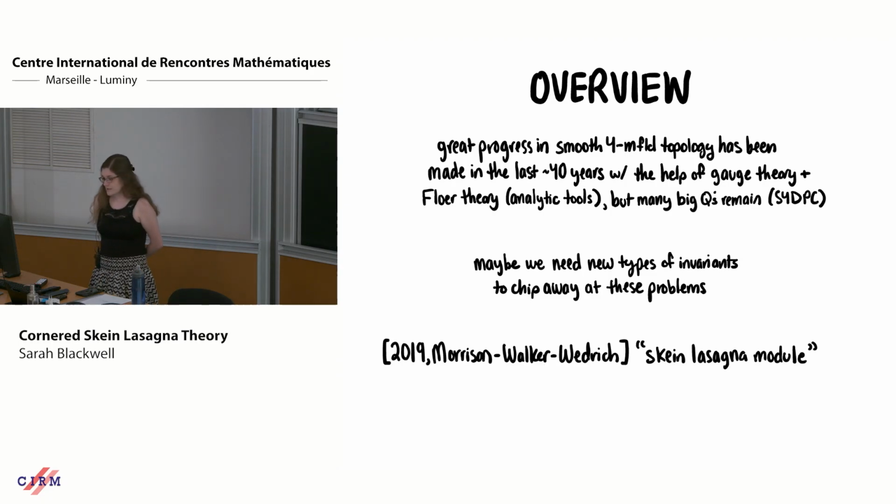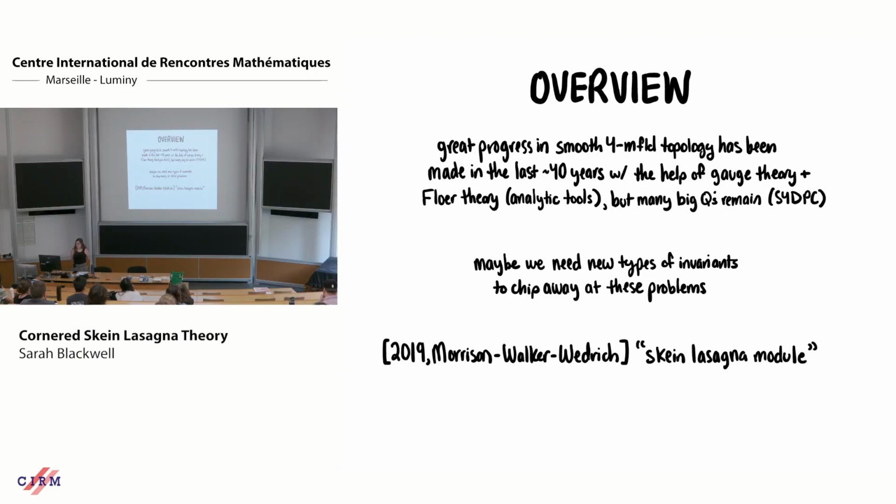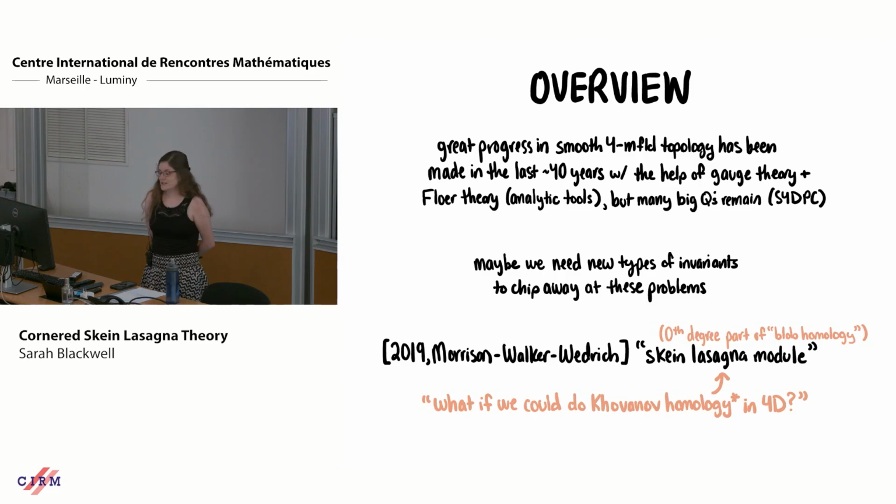And so one proposal is, in 2019, Morrison-Walker-Wedrich came up with the skein lasagna module as a new, not analytic in nature, way to get invariants. I won't really talk about this at all, but it's part of a larger framework that they developed. It's the zeroth degree of what they call blob homology. Or actually, I can't remember if they're responsible for that. Sorry, not to misattribute anything.